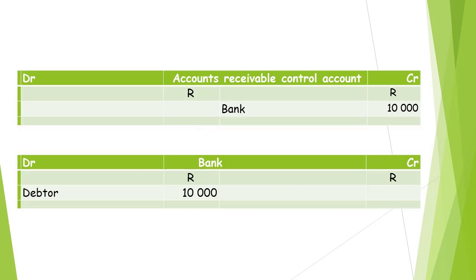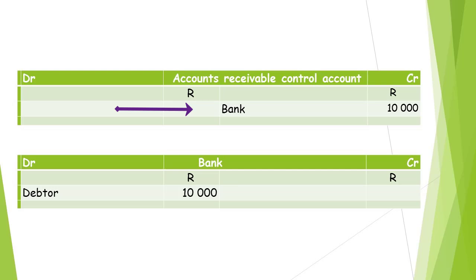At month end, the balance of the subsidiary journals are posted to the general ledger. In our example, the 10,000 Rand recorded in the bank column of the cash receipts journal will be posted to the debit side of the bank account in the general ledger. This is the same as the effect of the transaction on the accounting equation.